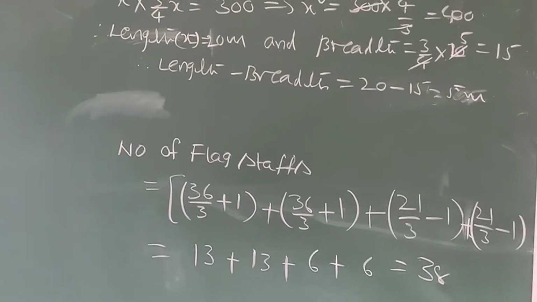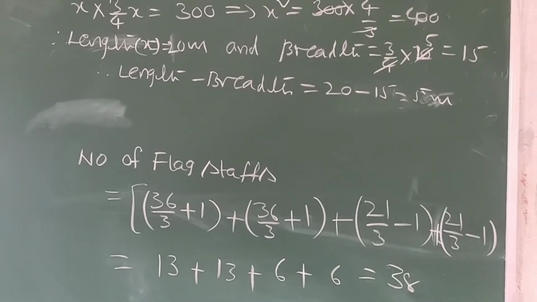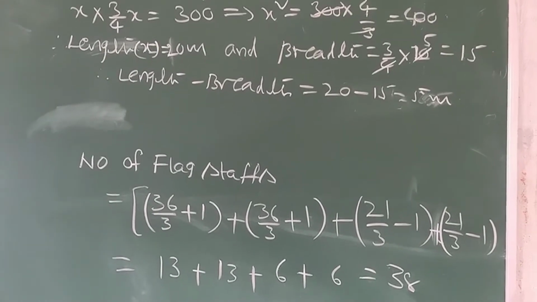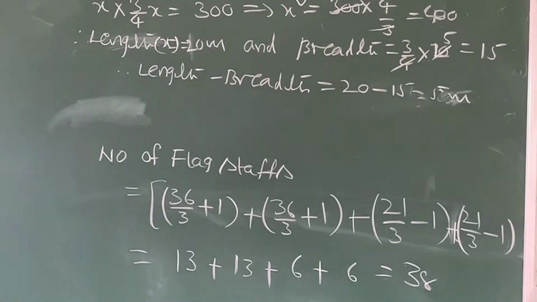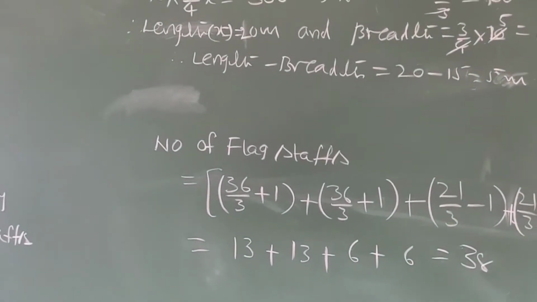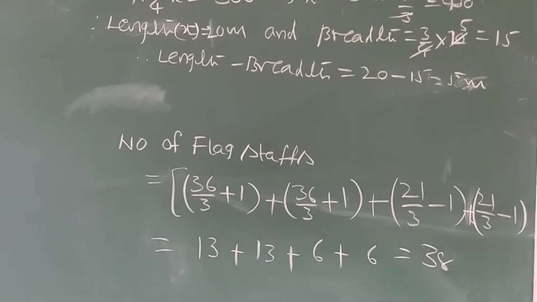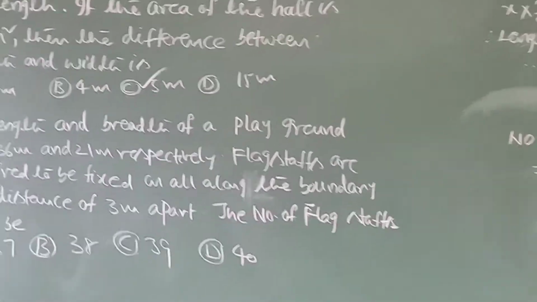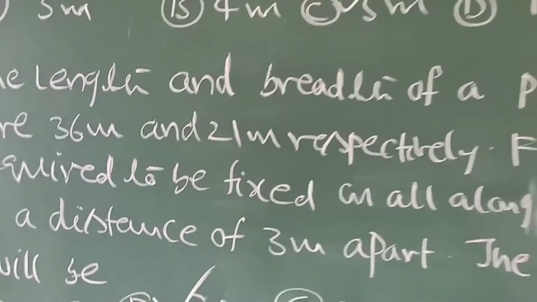Since one flag already is affixed on the lengthwise, that need not be taken into consideration while coming to the breadthwise. So 21 by 3 minus 1 plus 21 by 3 minus 1 on the other side of the breadth. Therefore, the total number of flagstaffs required is 13 plus 6 plus 6 is equal to 30. So therefore, the option is 38 flagstaffs are required. Option is B.